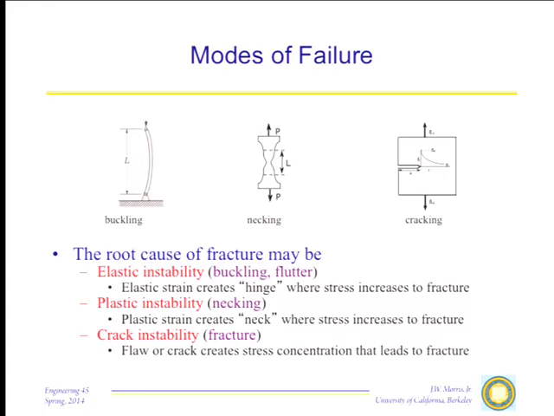Elastic instability. Plastic instability we just talked about. Plastic instability causes a neck. Ultimate tensile strength, this thing breaks. The final thing, which is in many ways the most invidious because it can be so totally unexpected, is crack instability or fracture. In this case, what happens is you have a crack in the material.